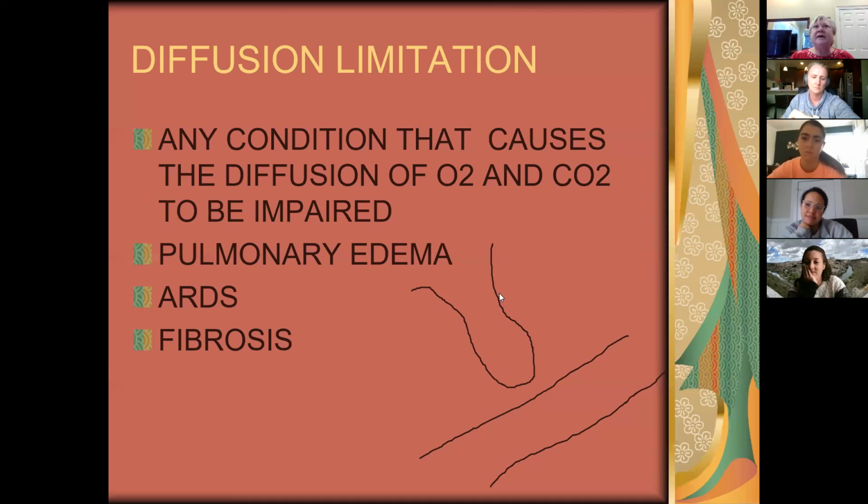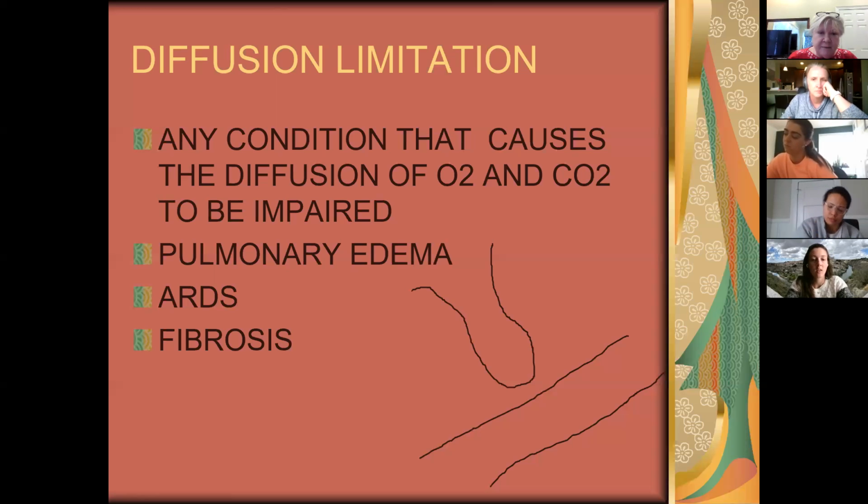This is 1 cell thick. If for some reason the cell wall becomes more than 1 cell thick, or it's blocked by something else, then it's going to have problem with oxygen diffusing into the bloodstream or CO2 getting out. So what could it be? Well, it could be pus, pneumonia.